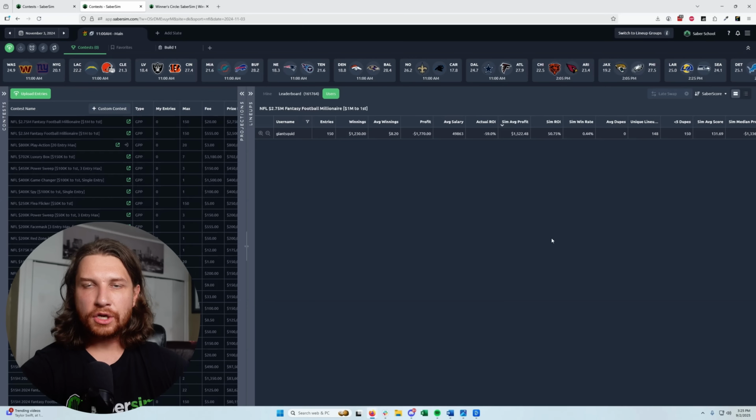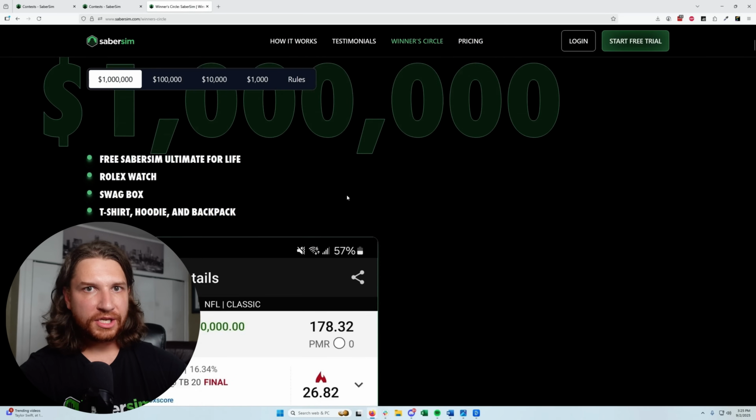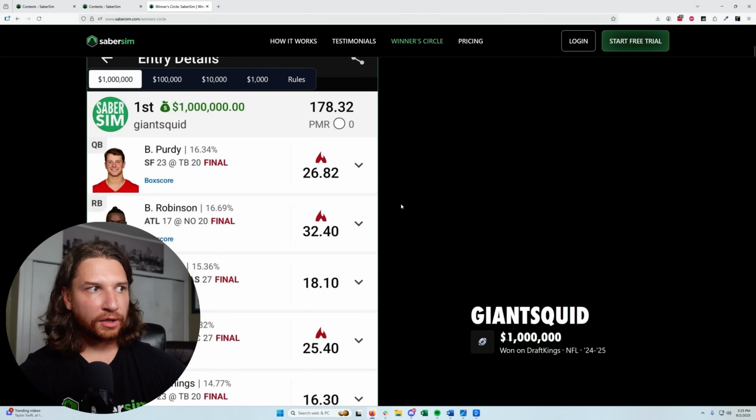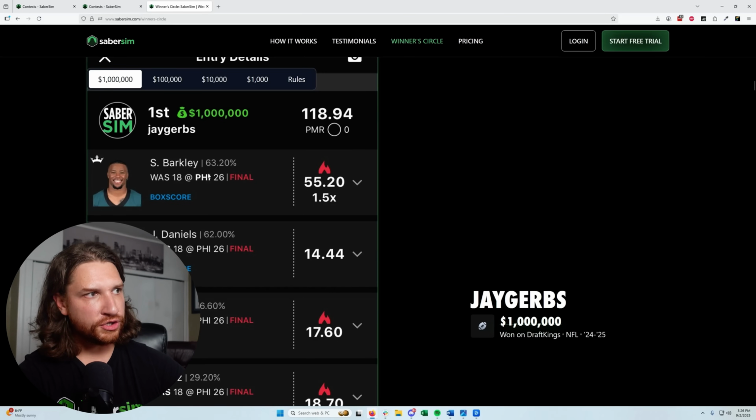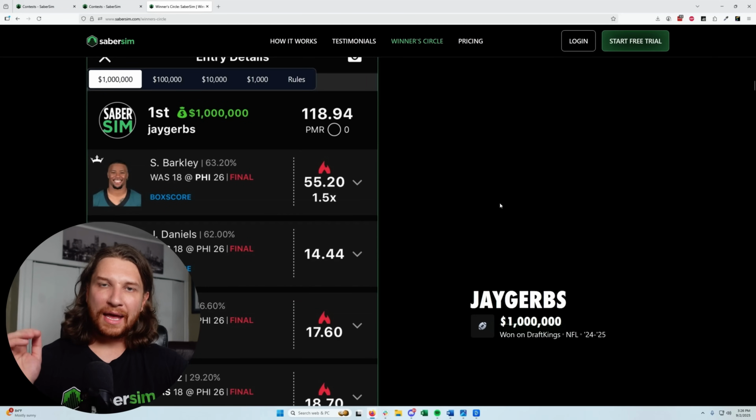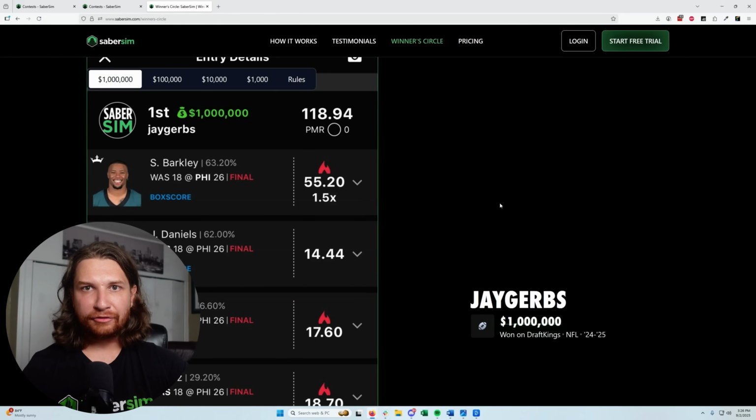Now, Giant Squid knows his process is profitable. He knows that he was dealing with variance. Sure enough, one week later, he shipped the Millie Maker for a cool $1 million. Or take Jay Gerbs, another SaberSim Winner Circle member who actually won two Millie Makers last year. We looked at his contest flashback data, and in the six weeks before his first $1 million win, he had a positive expected ROI every single week while losing money in five of them. He stayed the course because he could see his process was working and the results followed.